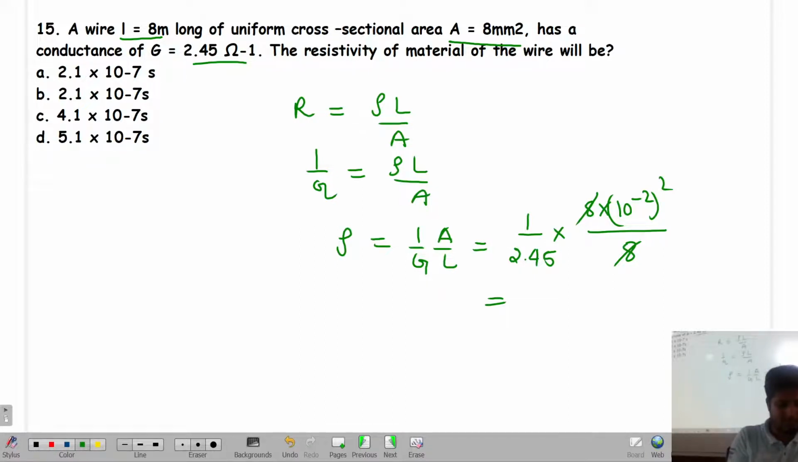So what should be the answer? Anyone have calculated? The answer is C: 4.1 into 10 to the power of minus 7. Just one concept: resistance is equal to 1 by conductance. If you solve 1 by 2.45, it will give you 4.1 into 10 to the power of minus 7. Yes or no? Okay, can you move ahead?